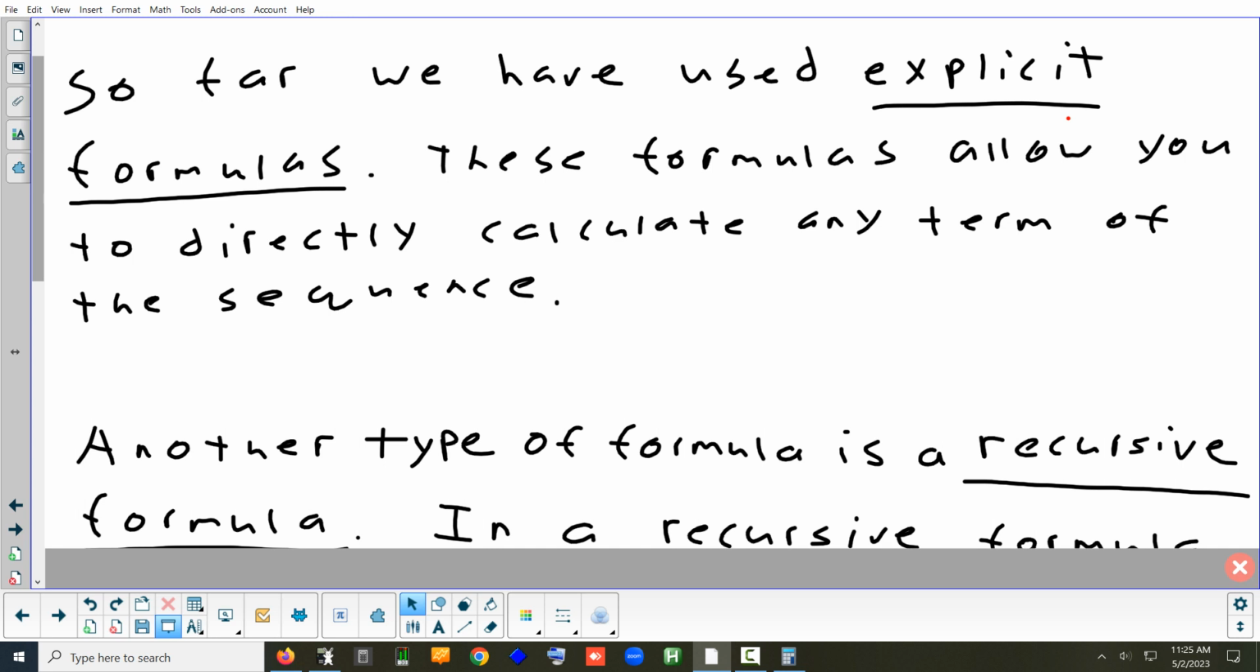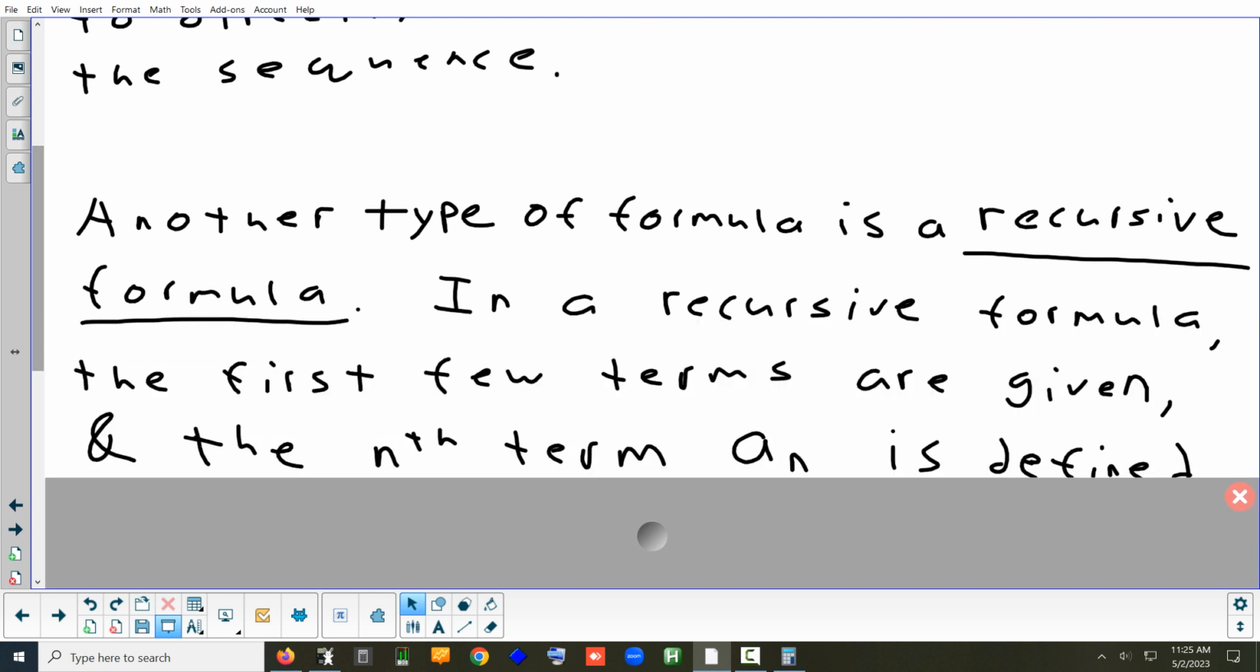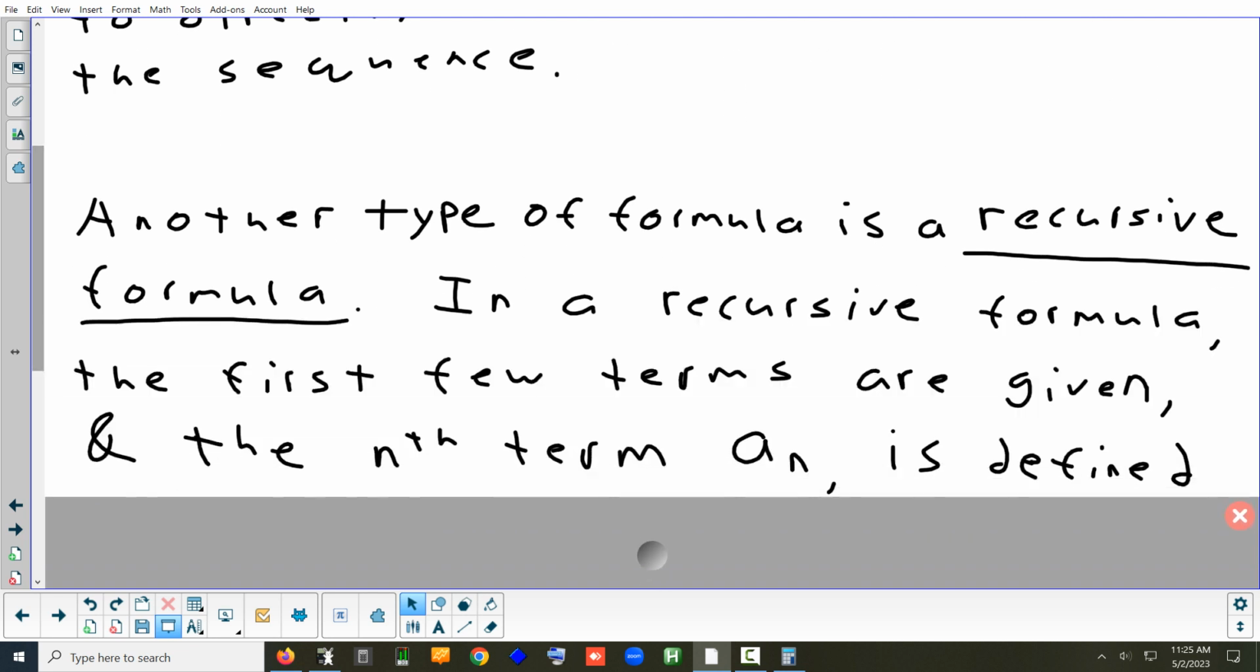Another kind of formula is recursive. Recursive is usually easier for somebody to think about because to do recursive, all you have to do is say, okay, what did I add to the one before it to get the one I'm at now? That's usually an easier pattern to come up with, but unfortunately it's not very useful. Because once you get to numbers that are really high and you have to use a recursive formula, you're probably going to make a mistake.